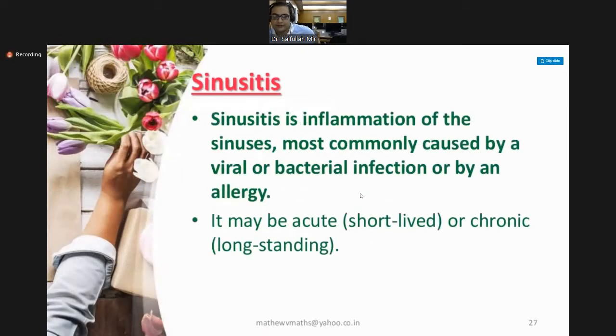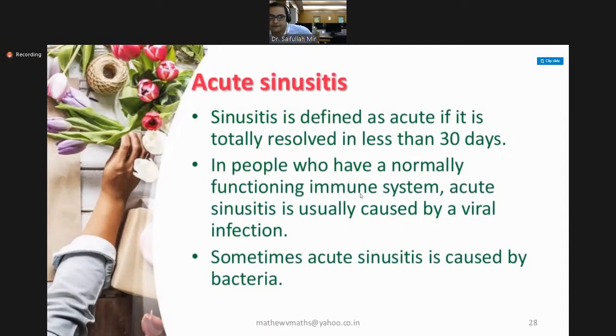So, inflammation in the paranasal sinuses is another common thing which everybody has suffered with, which is inflammation of the sinuses, most commonly caused by a viral or a bacterial infection or an allergy. It may be acute, which is short-lived, less than 4 weeks, or chronic, which is long-standing. So 4 weeks, 30 days, acute sinusitis happens.